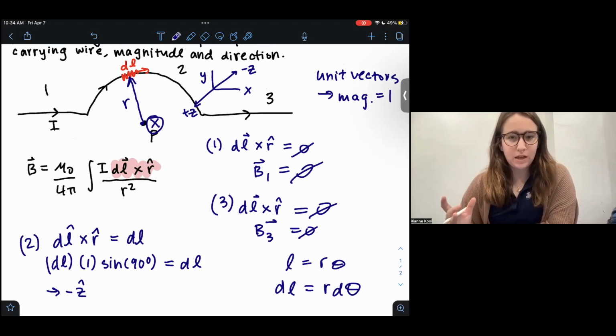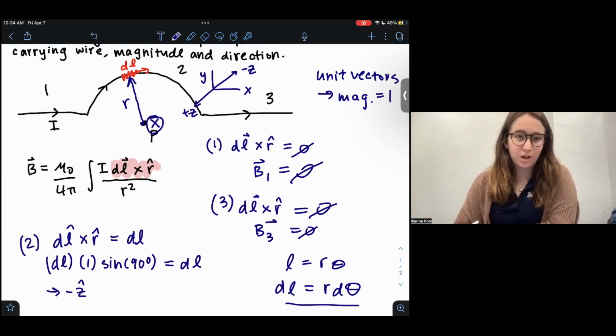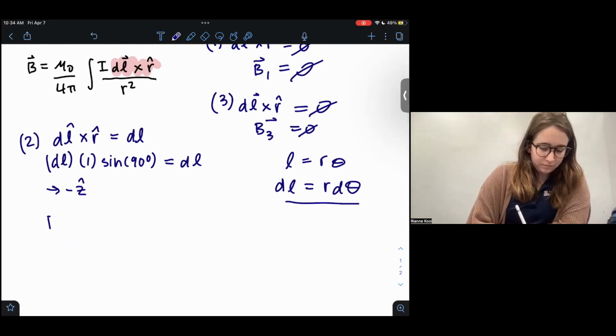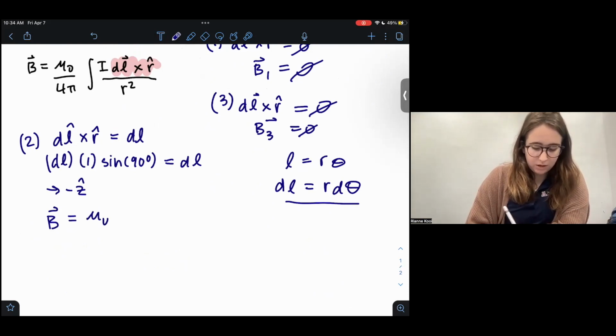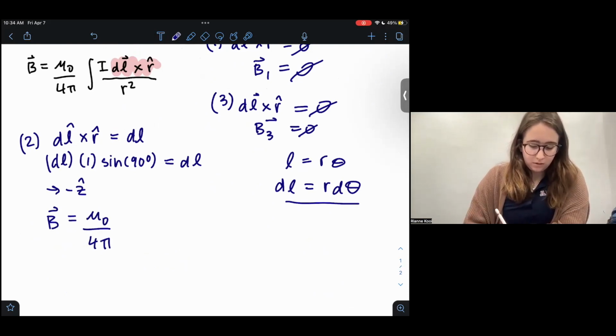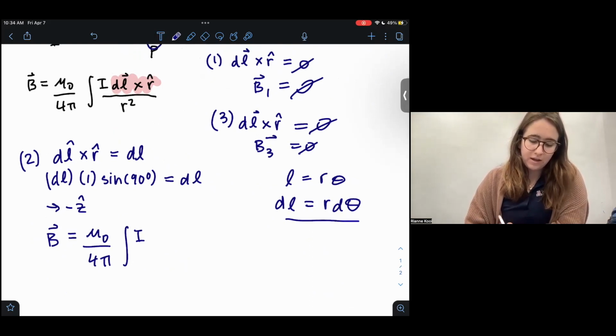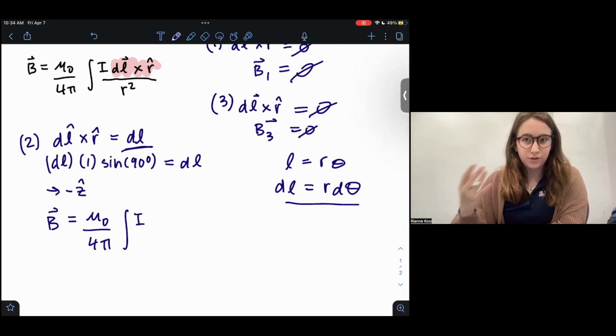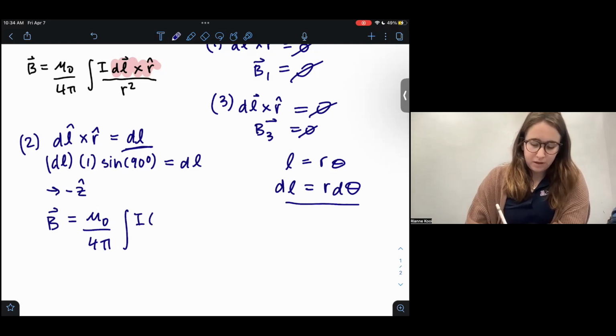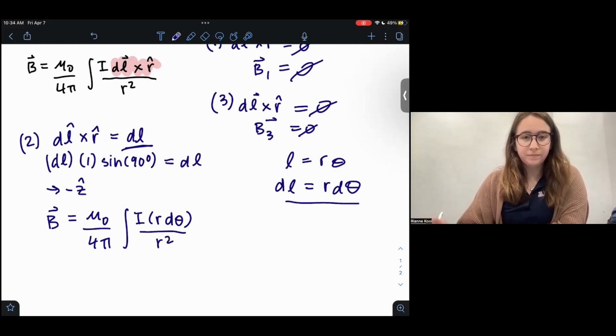And so now we have an equation to plug in for our dl to solve for our integral. So I'm going to say that B is equal to mu naught over 4 pi integral I dl. What we're left with from this dl cross r hat is just dl, like we solved right there. So this is just going to be dl, and we found an equation for dl using arc length. So that's going to be r d theta, and it's going to be the same r squared.